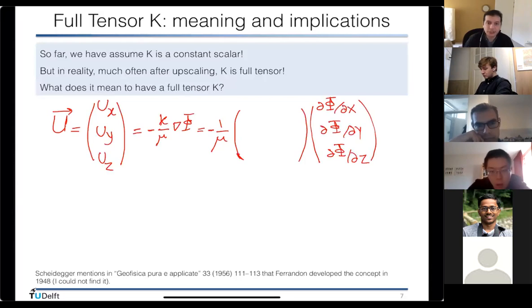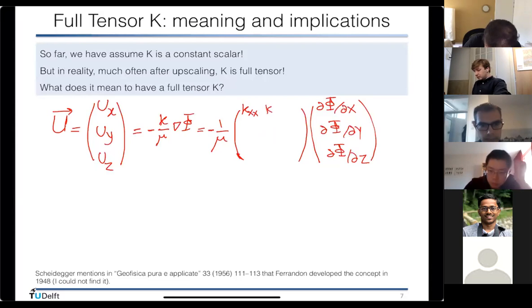And we are only studying incompressible flow in this course because compressible would mean something a little bit different here. So potential is actually P plus rho g z, and rho is constant. What we have said so far in the class is that here there will be a K, a constant value, 4 millidarcy, 5 darcy, 3 millidarcy. The reality is that after upscaling, you will get a K value which is not a scalar. It's a full tensor. What does full tensor mean? It means you have KXX, KXY, KXZ here. You will have KYX, KYY, KYZ here, and you will have KZX, KZY, KZZ.